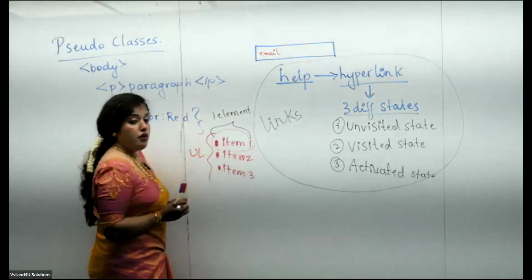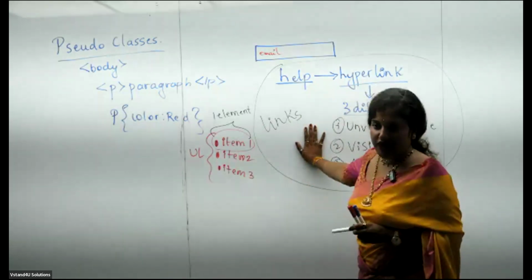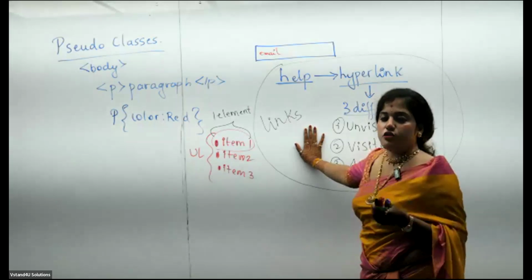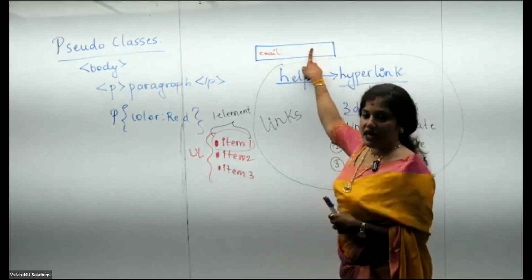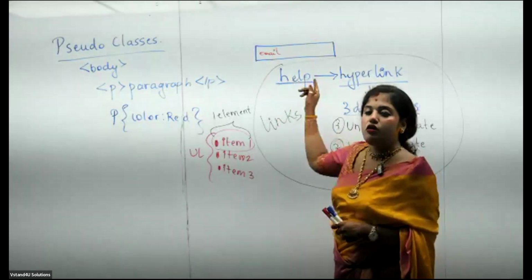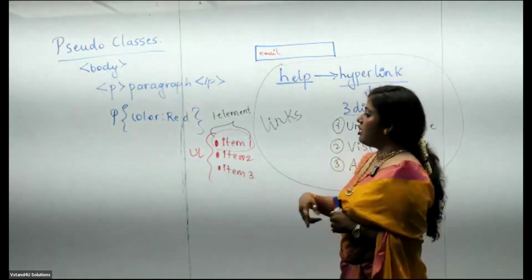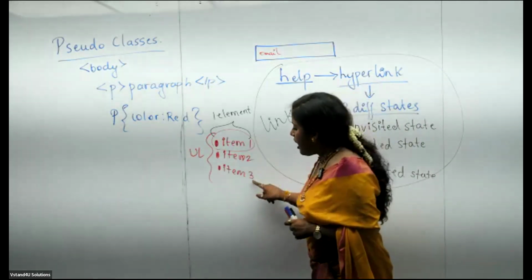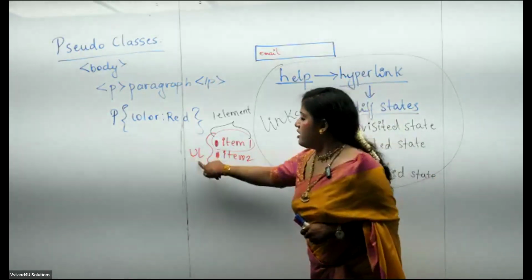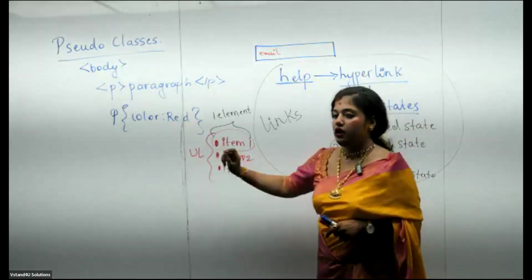So now, what was my first requirement? I want to display the links. You understood that? Yes or no? My second requirement was, in the input tag, when I click on it, the background color should change. My third requirement is, I have list items here, which is an unordered list.